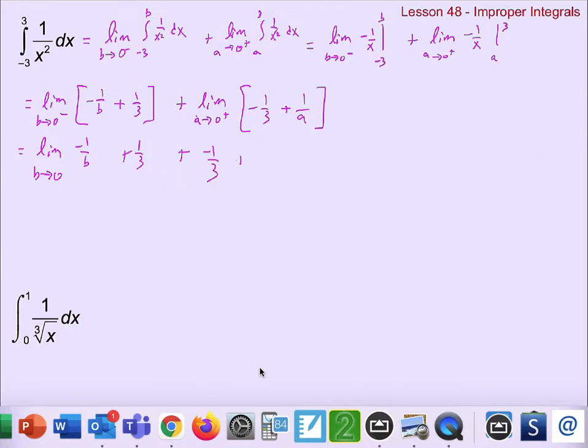But again, my similar problem here, the limit as the denominator approaches 0, neither of those two limits that we're left with exist. In any case where we have a limit within a problem that doesn't exist, our whole integral diverges.